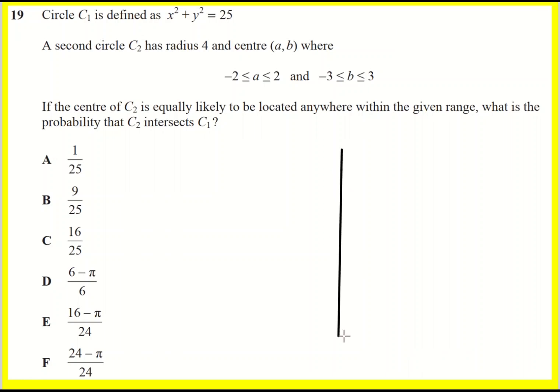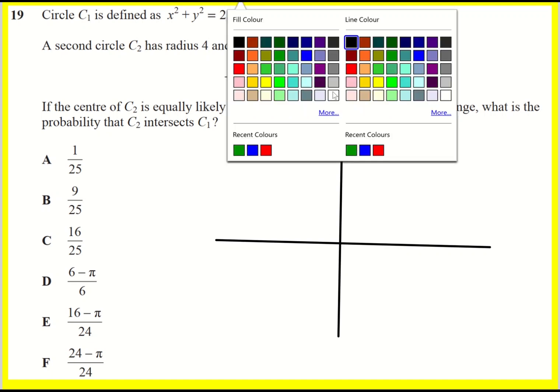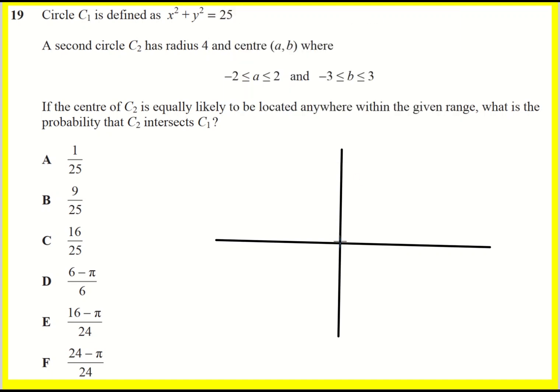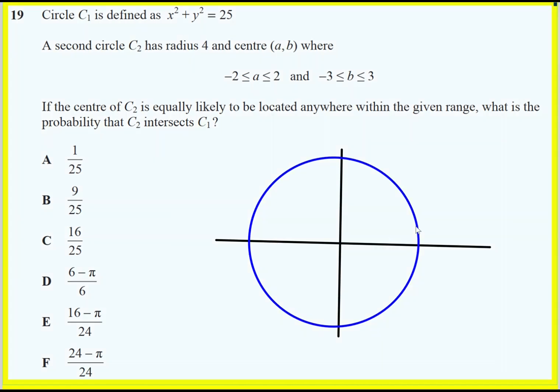Let's get a sketch going here. So I've got my axes, and then first up I'm going to draw C1. So this circle with radius 5. Yeah, I'll draw it quite big. Seems to be like the largest circle on here.